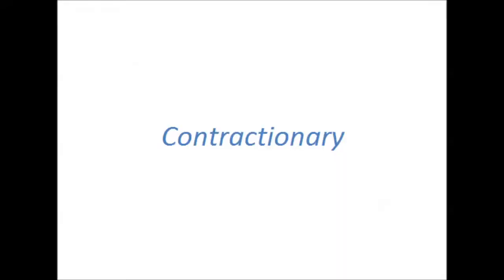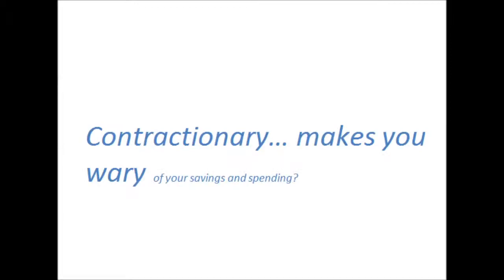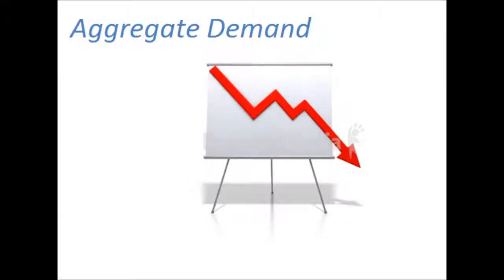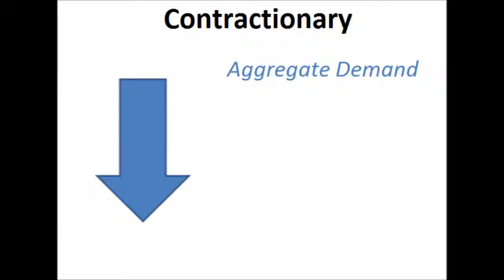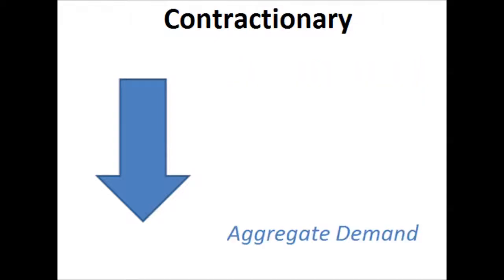Next is contractionary. I guess contractionary makes you wary? Anyways, basically a contractionary fiscal policy is simply the opposite of an expansionary fiscal policy, aiming to decrease the aggregate demand of the economy. To do this, the government can either reduce spending or increase the taxes imposed on the consumers. If the government spending or consumer spending budget is reduced, people will start to spend less, and aggregate demand is likely to fall as a result.